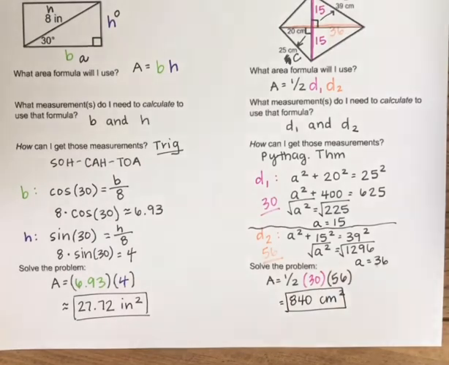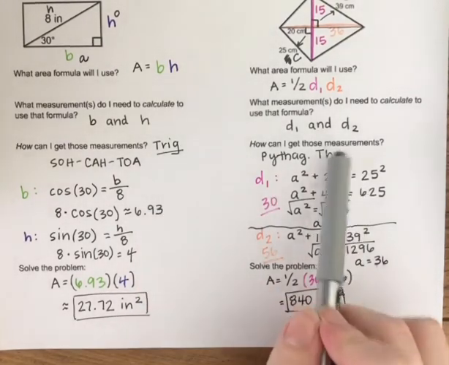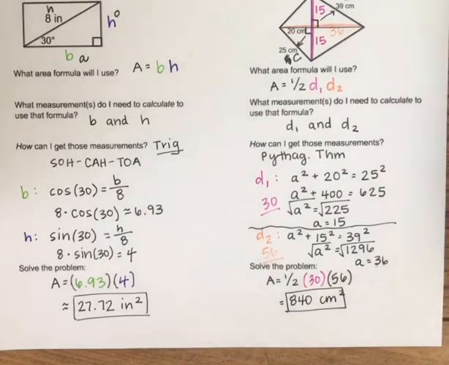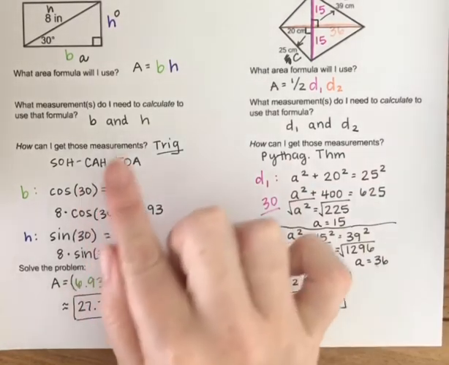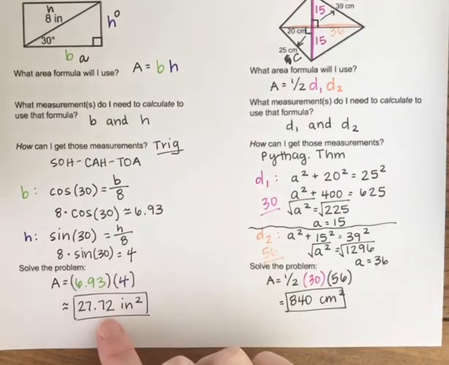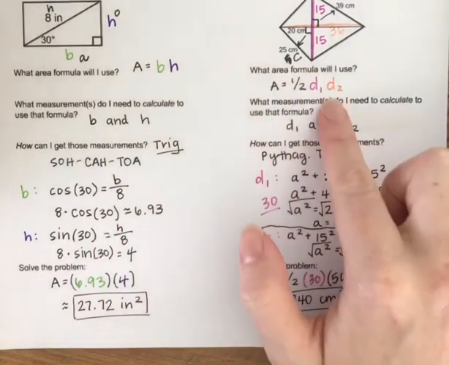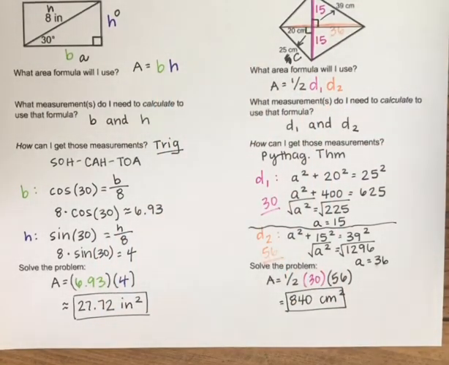Okay, so there you have it, multi-step area. You might need to use trig or Pythagorean theorem or potentially something else in order to solve for the things that you need. And then the very last step would be to actually plug into whatever your area formula is.